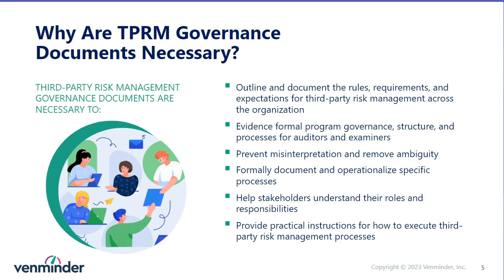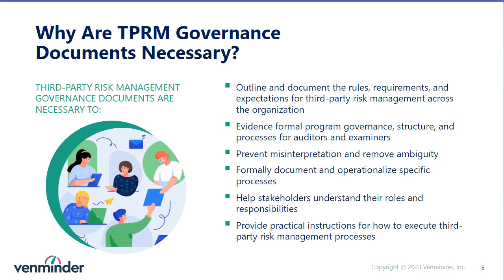So why do we actually need third-party risk management governance documents? Well, first of all, we need to outline the rules and requirements and expectations, and we need everyone to be singing from the same songbook, as that old saying goes. But we also need to make sure that the rules are clearly spelled out for everyone. In addition, we need to make sure that we have documented evidence for our auditors and examiners to show that we have a formalized program. And these documents absolutely are the foundation and the best way to do that.